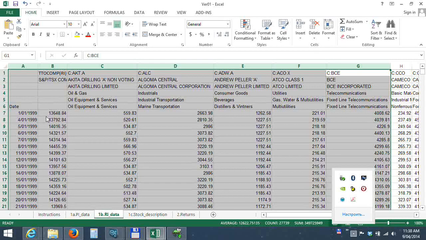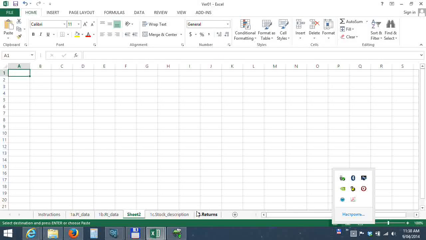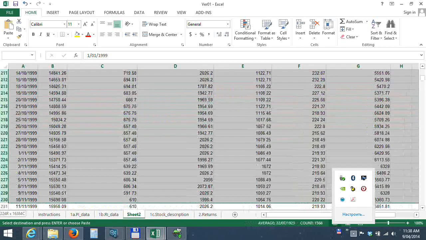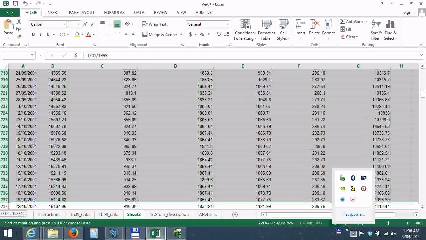My data is quite long. It starts from January 1st, 1999 until March 2014. So some of these dates might be worthwhile removing for the purpose of the example, so we don't have to deal with such a long history of time. So I'm going to remove some of these earlier dates.